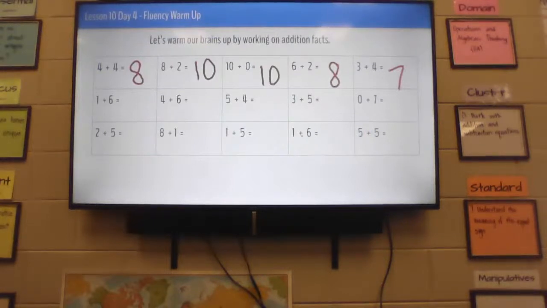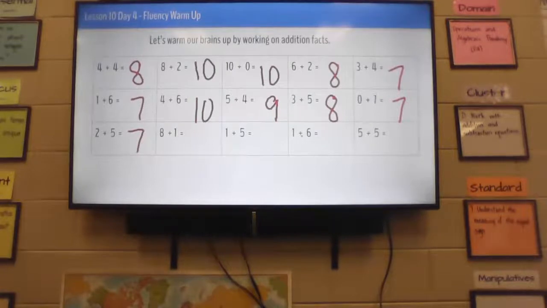1 plus 6 is Dallas. 5. Not 5. Chloe, 1 plus 6 is? 7. 4 plus 6 is Claire. 5 plus 4 is Eric. 3 plus 5 is Camden. 0 plus 7 is Zayden. 2 plus 5 is Carter. 8 plus 1 is Arlen. 1 plus 5 is Cameron. 1 plus 6 is Emily. And 5 plus 5 is Angel.